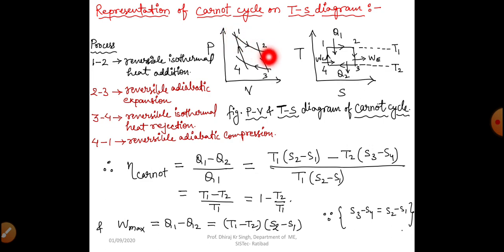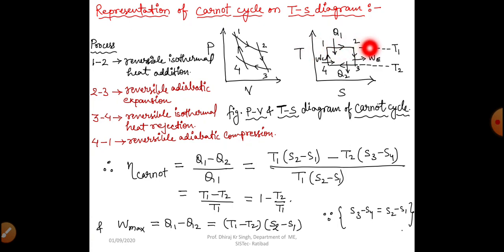This process is isothermal process 1 to 2. That means process 1 to 2 is isothermal, meaning temperature will be constant. So similarly we can plot this process 1 to 2 here like this. Temperature constant, 1 to 2. This is an isothermal heat addition process.